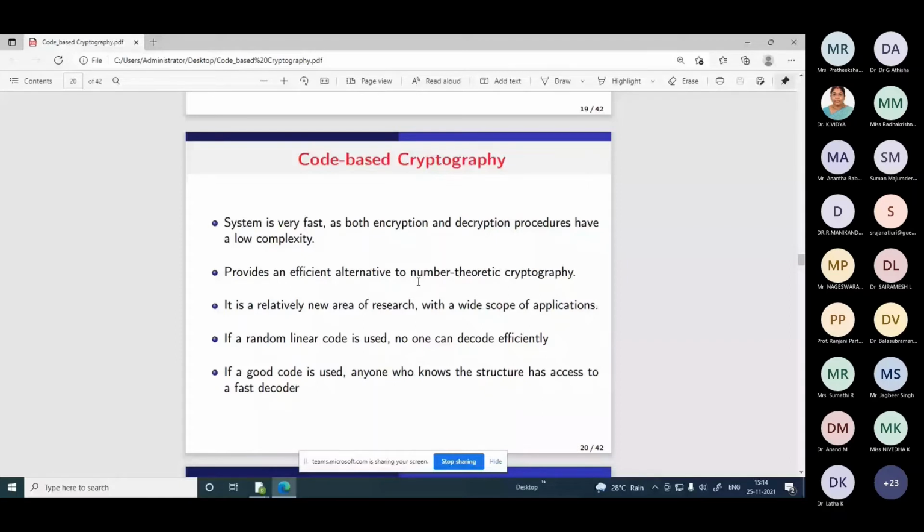But if a random linear code is used, no one can decode efficiently. So instead of GOPA code, when you have a random code, what does a random code mean? It doesn't have an efficient decoder. When you choose a proper code, when you have a decoder, only the one who knows it can decode and get the message back. Simply when you choose one code, it's a random code. So someone will encrypt it and send the message. How do you decode? Because it doesn't have an efficient decoder.